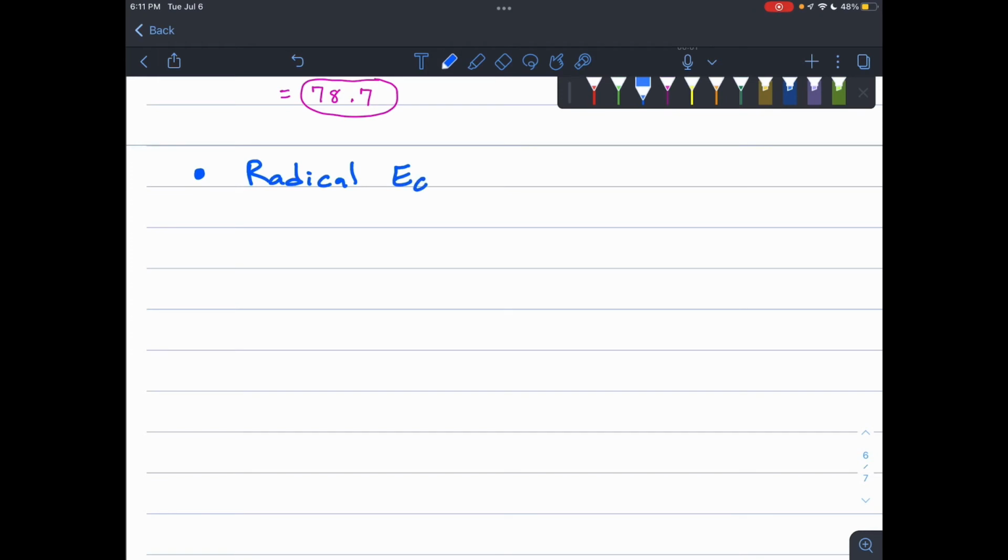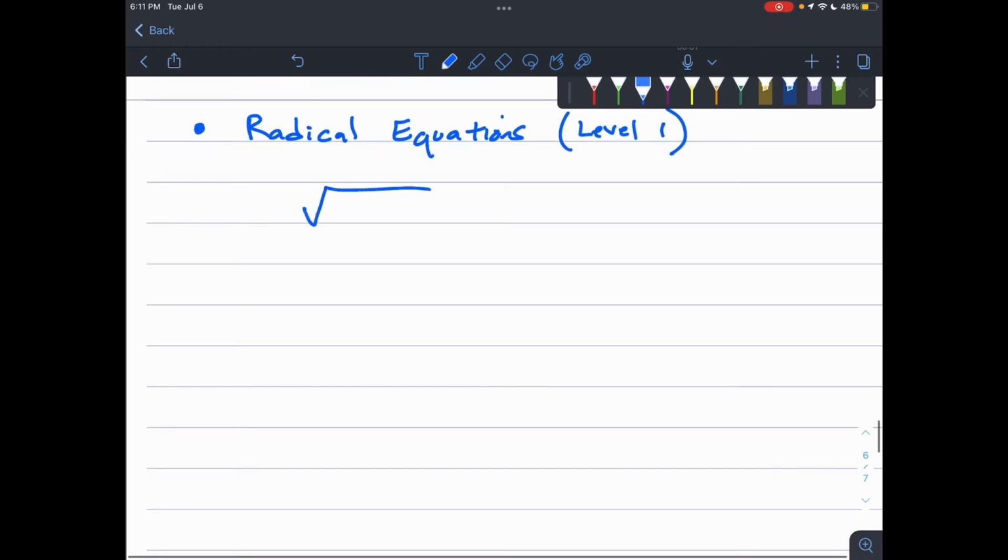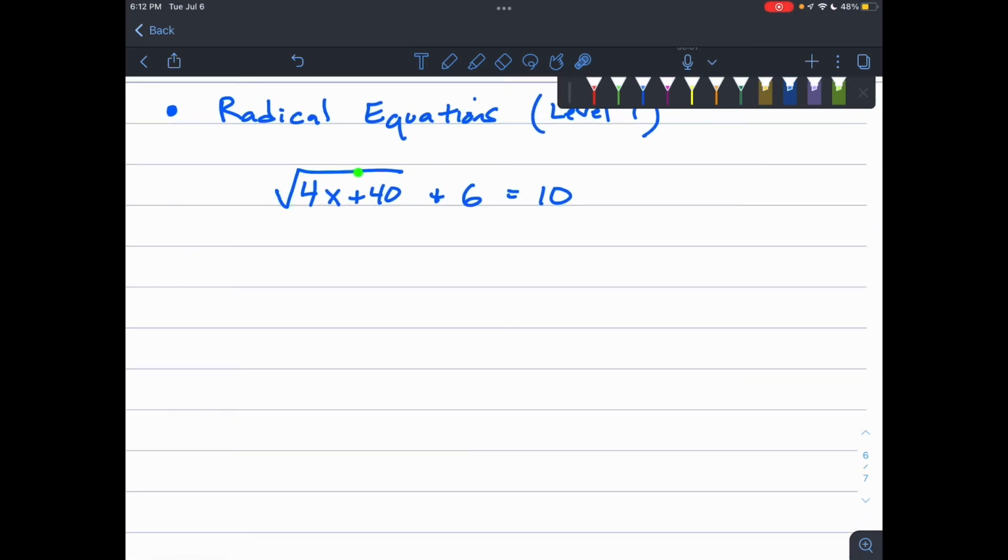Radical equations, level 1. So we've got the square root of 4x plus 40, plus 6 equals 10. Be careful when you're copying this. This square root symbol only extends over the 40. It doesn't go over the 6. So be careful when you're copying this that you don't accidentally bring that line across the 6.